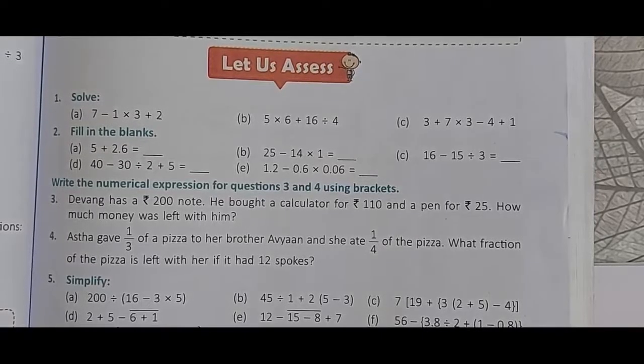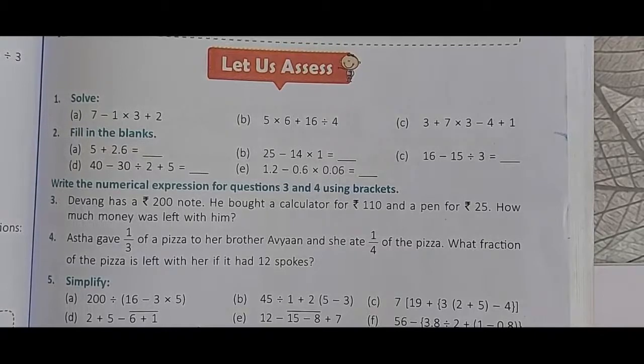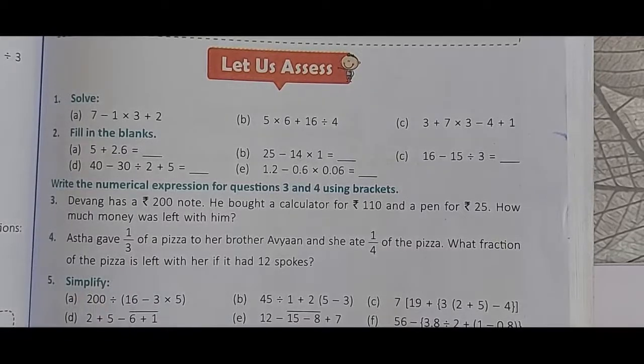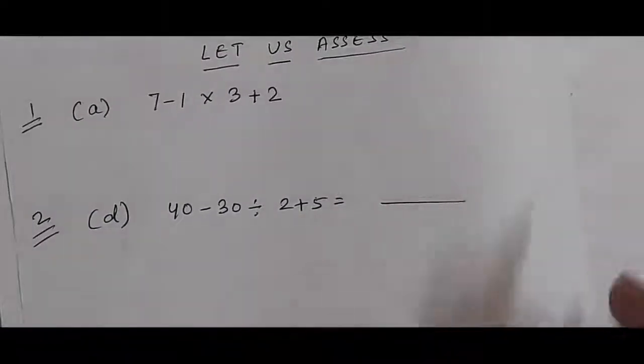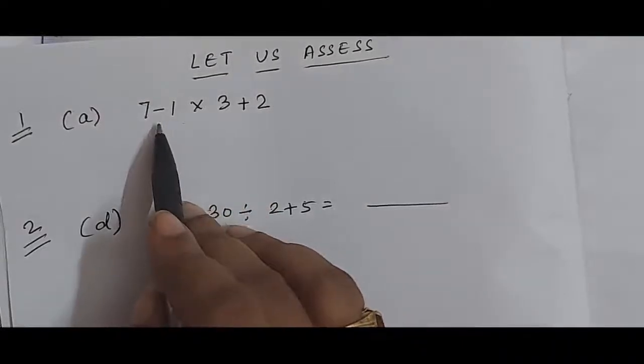Good evening, students. Today we are going to solve some questions from Let Us Assess. Let us look at question number 1, bit A. The question is 7 minus 1 into 3 plus 2. How are we going to do this? Just look at the question. First we will do the multiplication here.